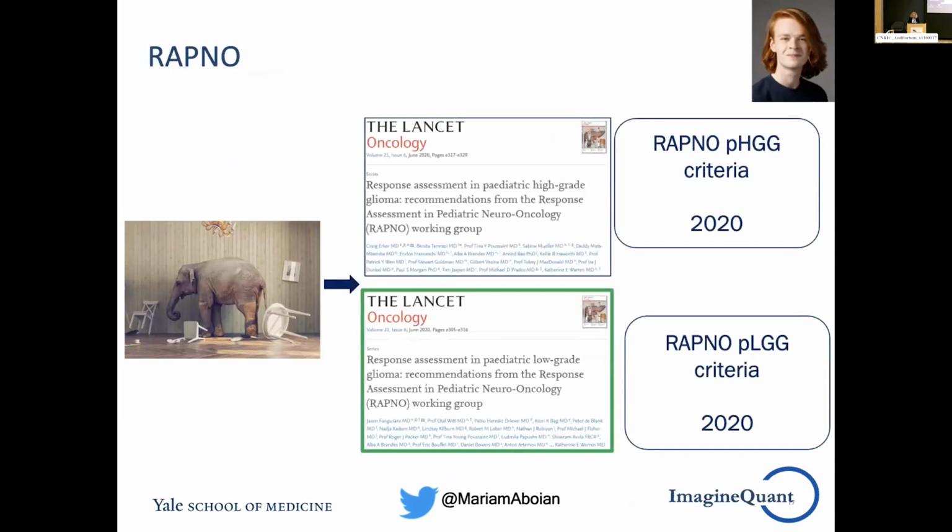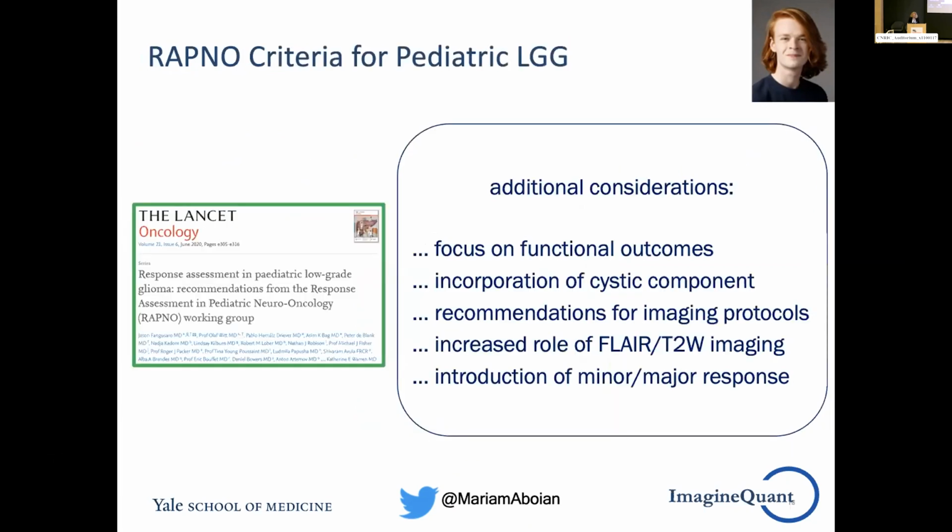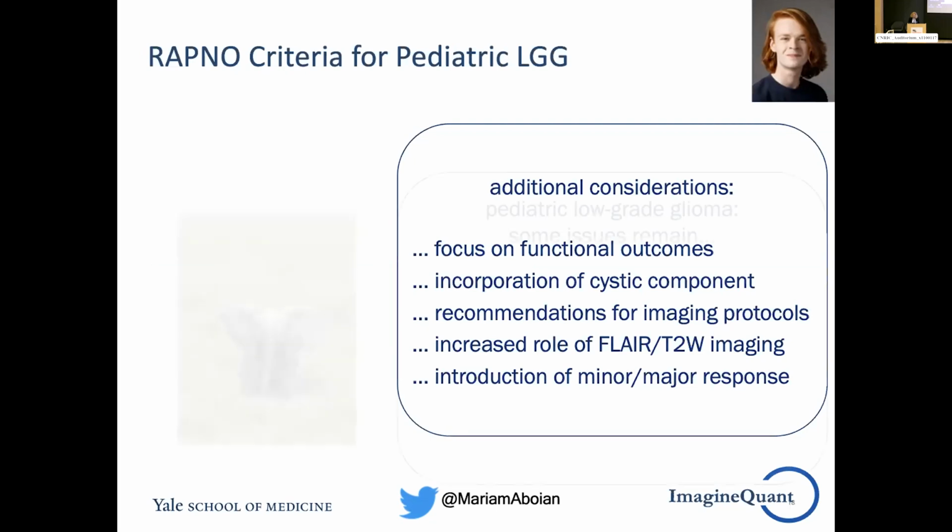And it was really exciting to see the RAPNO criteria come out in 2020, because we finally had assessments for children, which addressed issues of focus on functional and additional issues that are important for pediatrics, with focus on functional outcomes, incorporation of cystic component, which is a big issue in pediatrics, recommendation for imaging protocols, and increased role of FLAIR and T2 imaging, and introduction of minor and major response.